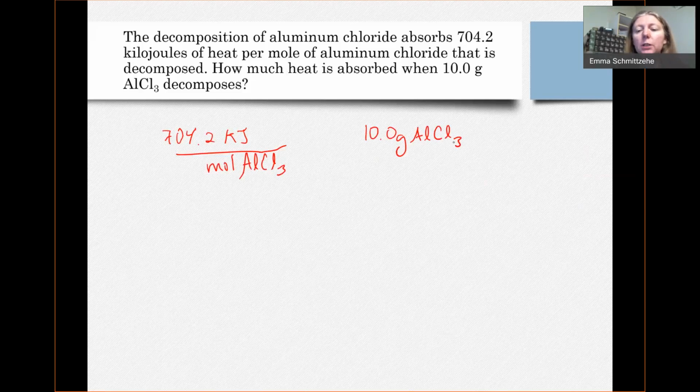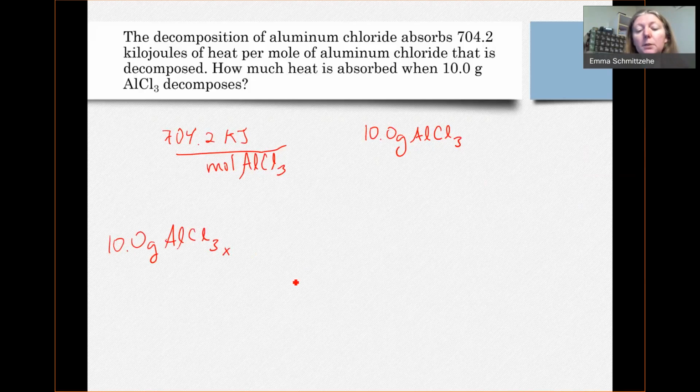Now this one I can't just multiply. If I just multiply these two, I'm going to get kilojoules times grams divided by moles, which is senseless. That's not a quantity of heat. So you need to get it to where your units cancel. The heat for the reaction is given in kilojoules per mole, so it would be best to first convert your grams to moles. You could convert your heat from kilojoules per mole to kilojoules per gram, but that generally is more confusing for people. So we will convert our 10 grams of aluminum chloride to moles first.